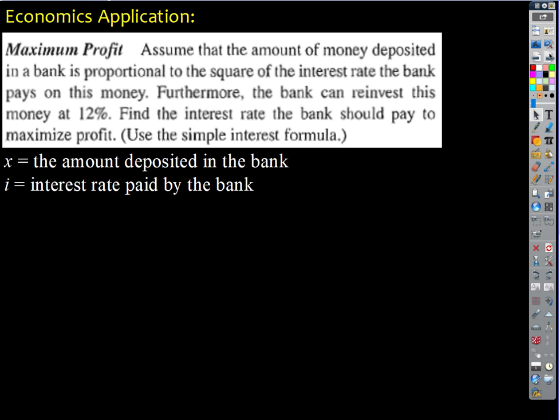Okay, what about one like this? You assume that the amount of money deposited in a bank is proportional to the square of the interest rate the bank pays on this money. Furthermore, the bank can reinvest this money at 12%. Find the interest rate the bank should pay to maximize profit. So we'll just use the simple interest formula. So think about that one for a second. Just take a second and see if you can think about how to set that up.